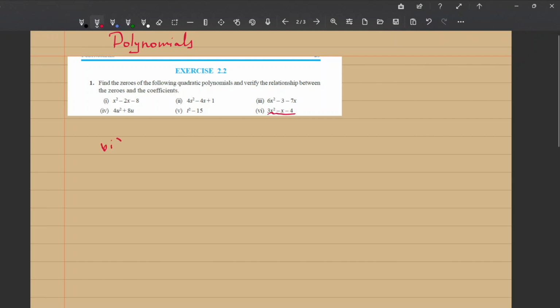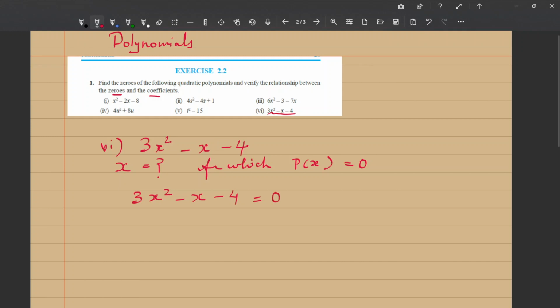We are asked to find the zeros of this polynomial 3x squared minus x minus 4 and also to verify the relationship between the zeros and the coefficients. In order to find the zeros of this polynomial, we have to find those values of x for which the polynomial itself is equal to 0, P of x is equal to 0. So, in order to find zeros, we'll have to solve the equation 3x squared minus x minus 4 is equal to 0.